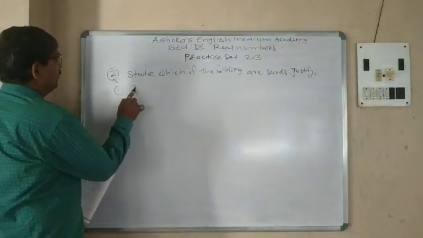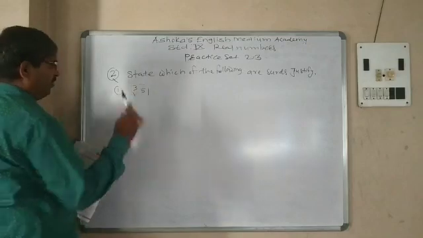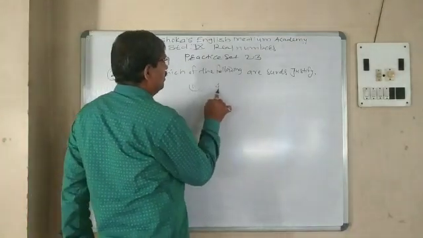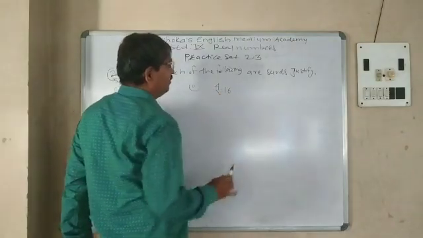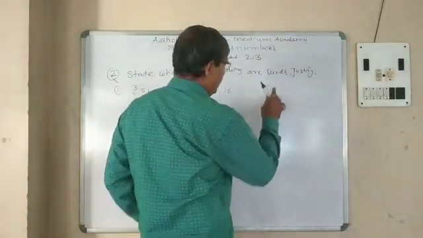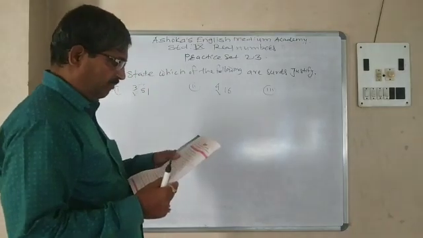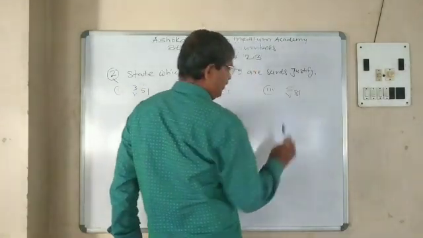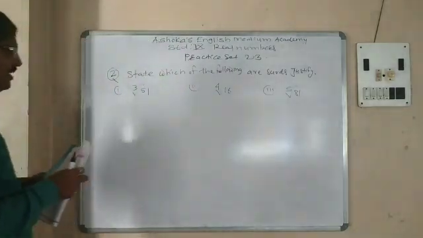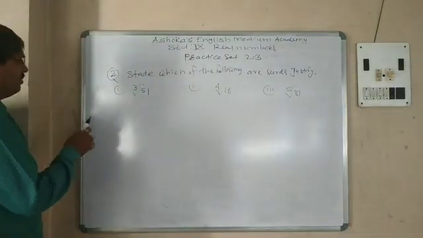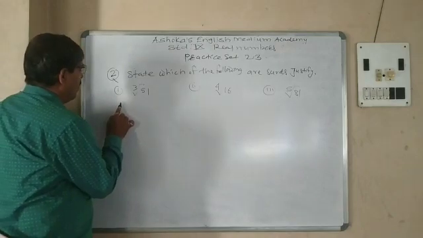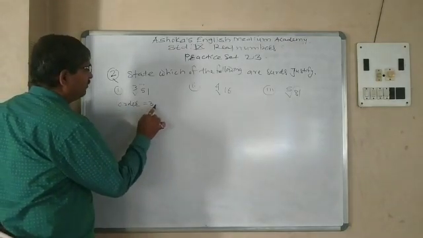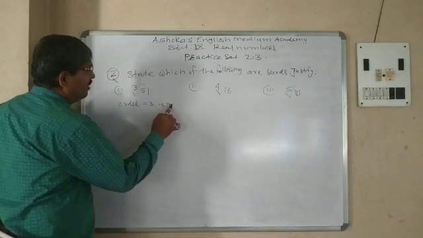Number 1, cube root of 51. Number 2, fourth root of 16. Number 3, fifth root of 81. Are these surds or not? We will check it. Now, order is equal to 3, which is a natural number.